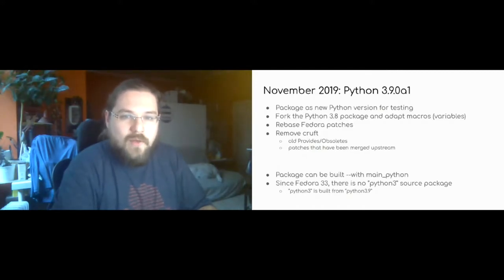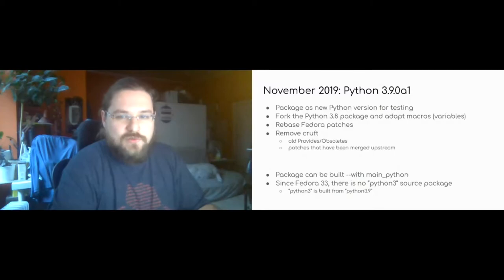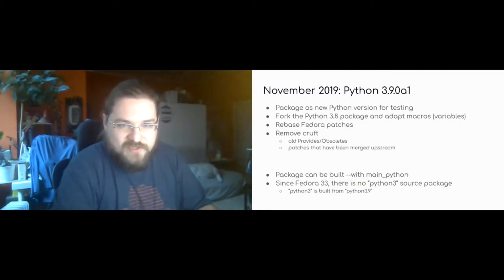What happens is that we take the Python 3.8 package, we fork it and we adapt some macros, like variables in the definition of the package. For example, there is like, what's the base version? It's 3.8, so we edit it and say 3.9. And we rebase our Fedora specific patches on top.